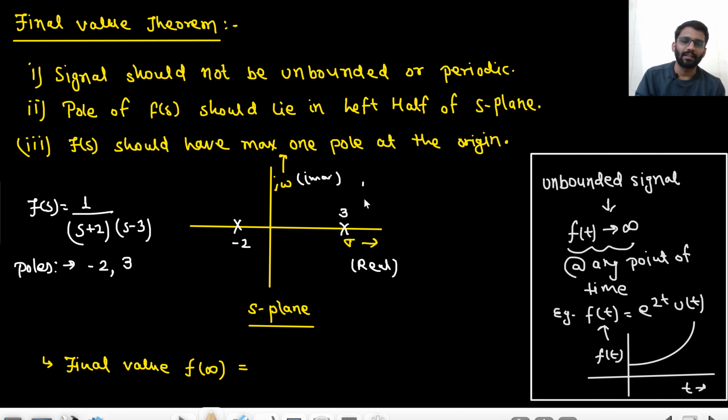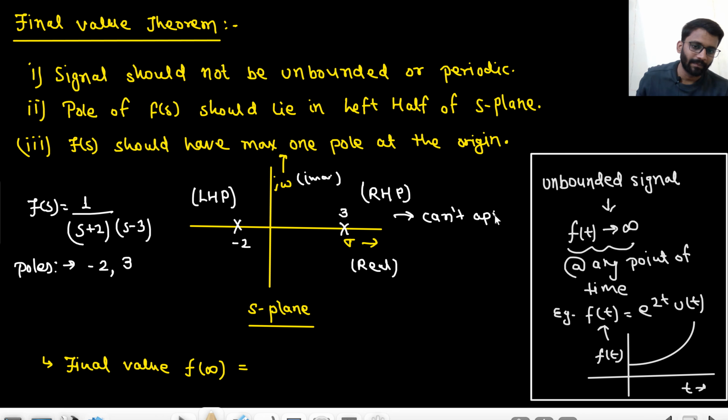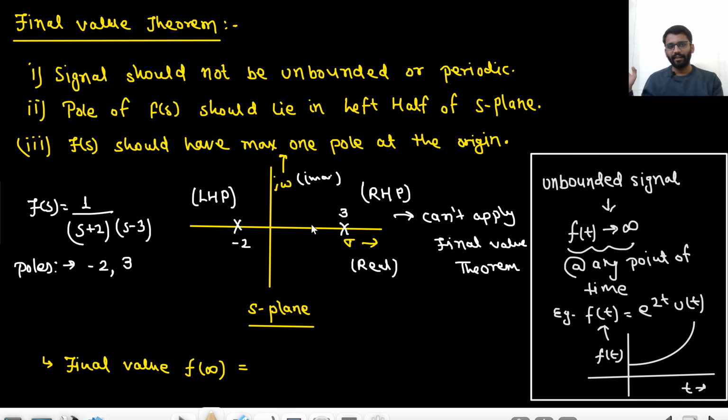So one of the poles is lying in the right half of the S plane. This is what we call the right half plane, and this is the left half, shown as left hand pole and right hand pole. So if a pole lies on the right hand side of the S plane, you can't apply the final value theorem. Strictly it should lie in the left half of the S plane, with a maximum of one pole at the origin.